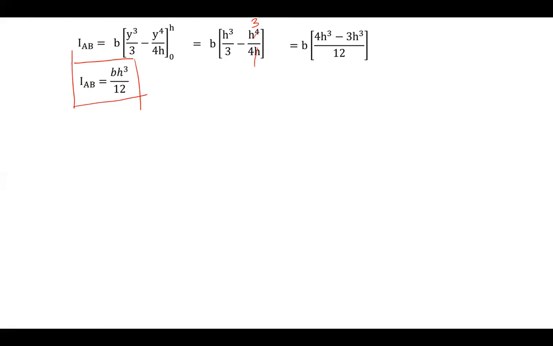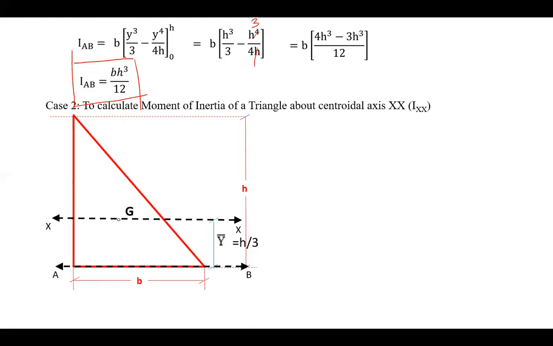As I've told you, we need moment of inertia about the central axis. So now let us consider case 2, moment of inertia about the central axis. As I've already told you, we will be finding the moment of inertia about the central axis using the parallel axis theorem. Since we know the moment of inertia about the base, which is IAB, from the parallel axis theorem we can get Ixx. So we know that moment of inertia about the base is equal to Ixx plus A, the total area, into the square of the distance between two parallel axes, which is y bar.